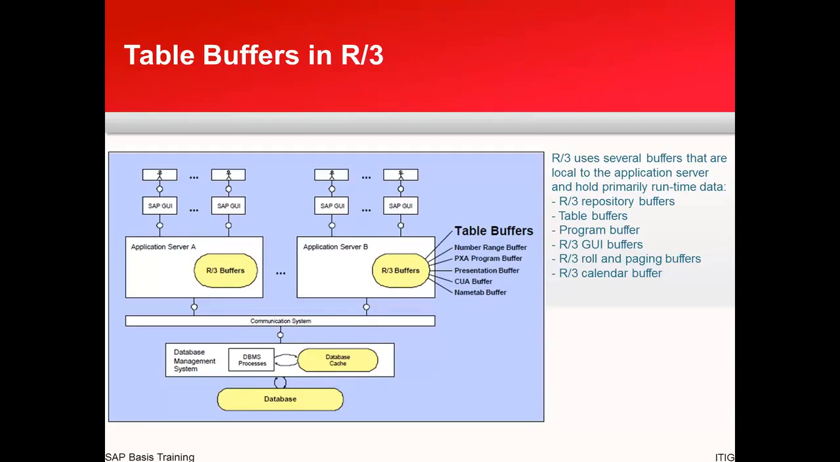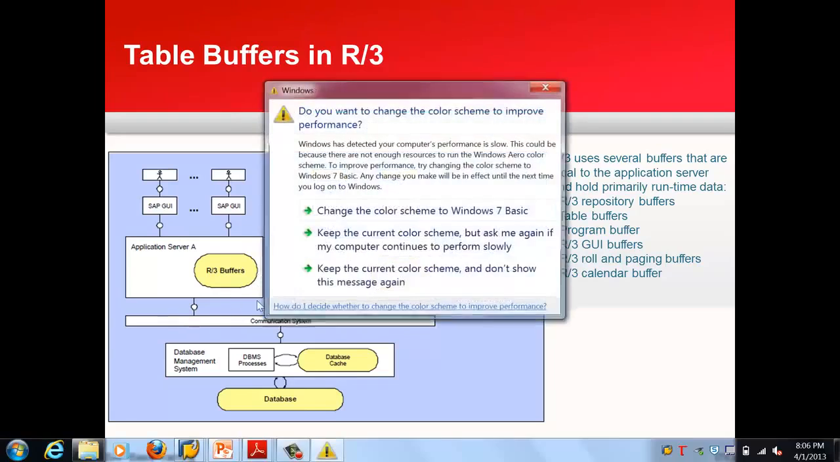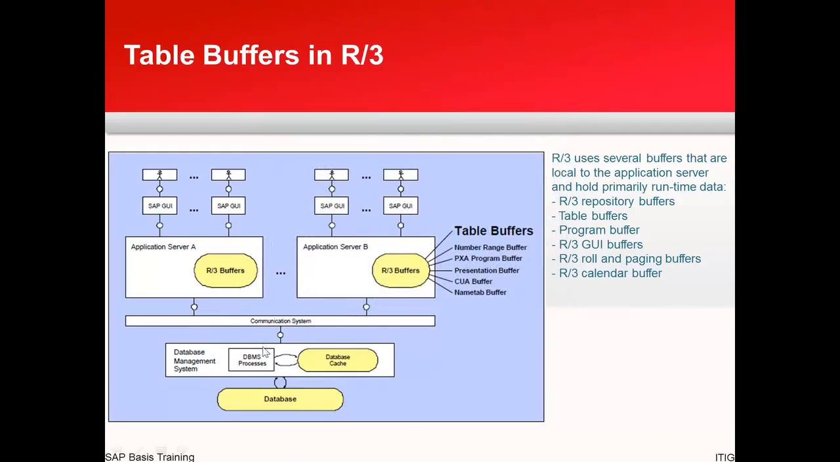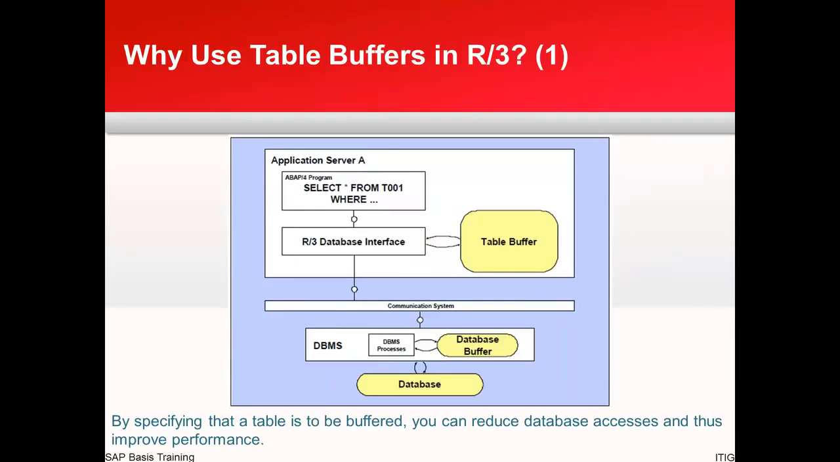In this pictorial diagram, you can see a user using the GUI to connect to app server 1, and another user trying to connect to app server B. Each has its own R3 buffers. This is a communication system, and at this layer we have the database management system: the DBMS process, the database cache, and the database. Let's go to the next slide where we show the details.